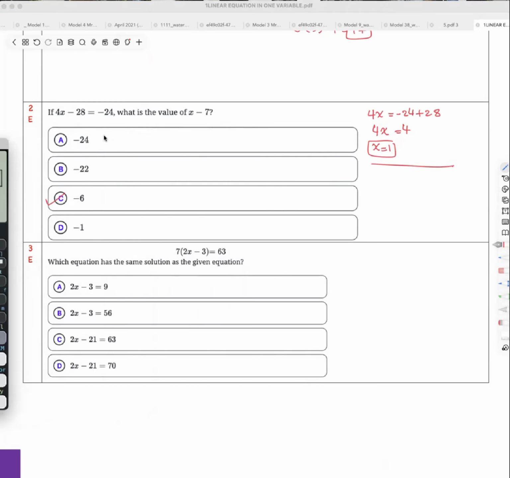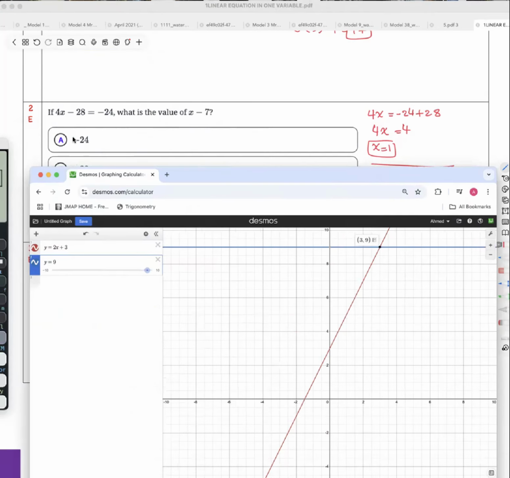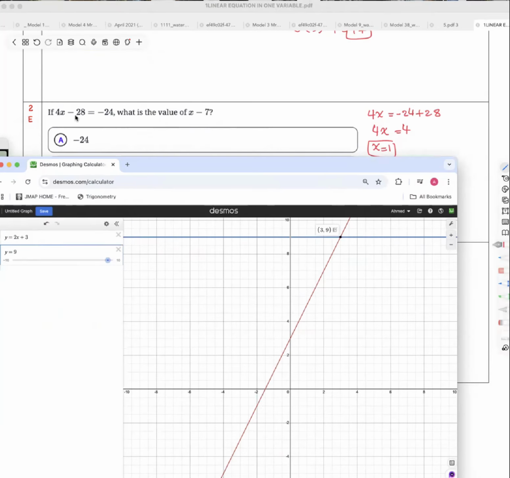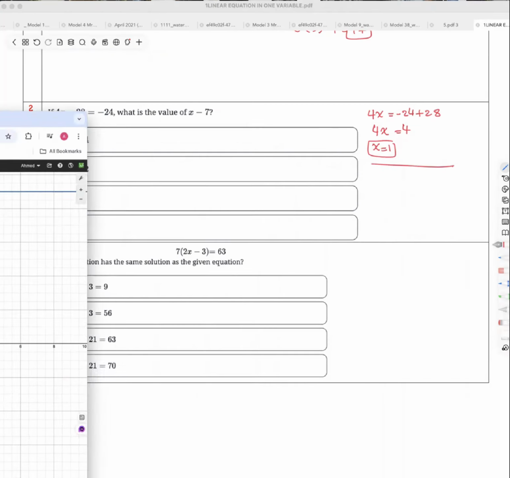And also, like the previous method, using Desmos, you can write down 4x minus 28 as y equals, and also y equals negative 24, and check the point of intersection and take the x coordinate, it will be 1. Then 1 minus 7, it will be negative 6.